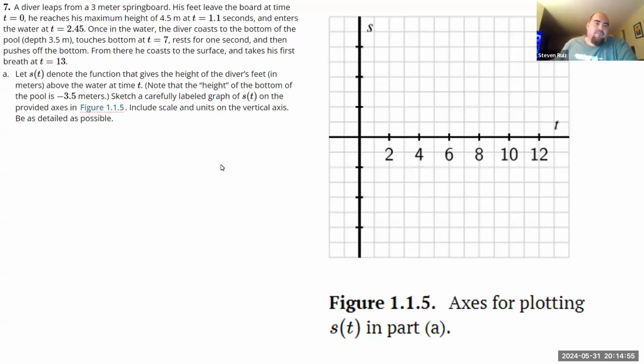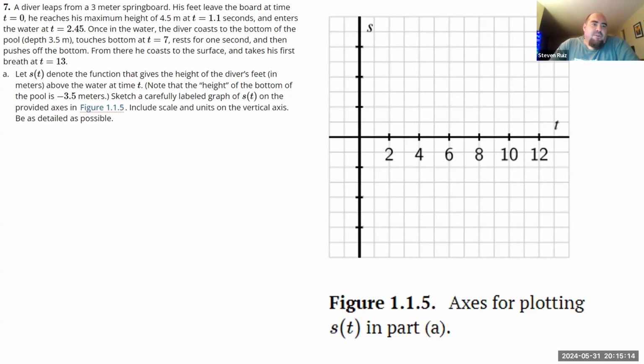All right, so let's talk about question 7 from section 1.1. So this one, we are given a situation, and from that we are supposed to provide a position-time graph for this diver. So let's read through the situation.